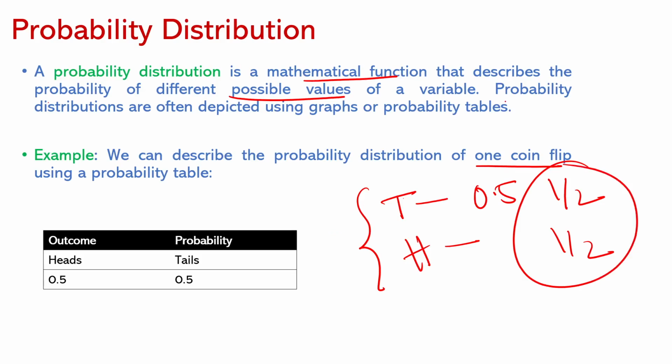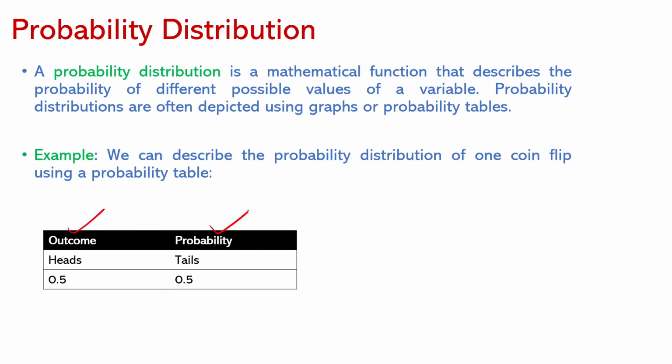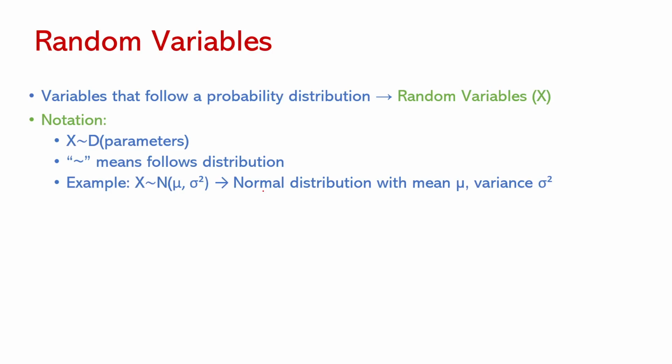Generally they are depicted using graphs or probability tables, something like this, right? So this is the probability table, outcome and the probability. Head 0.5, tails 0.5, right? So this is about probability distribution.